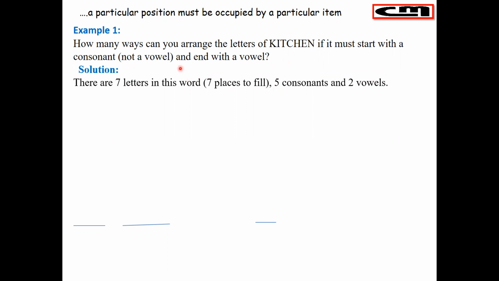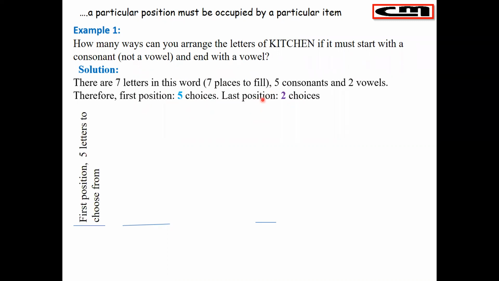Therefore, we are focusing our attention on the first position and last position. For the first position, we have 5 choices. For the last position, we have 2 choices. Now, to come up with the formation of the words, you need to position first the first position and the last position because there are conditions there, right? So the first position, we have 5 choices. Then the last position, we have 2 choices.